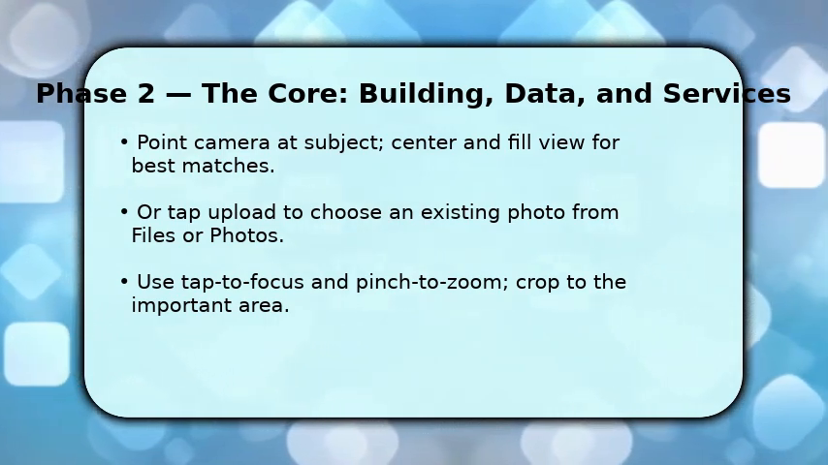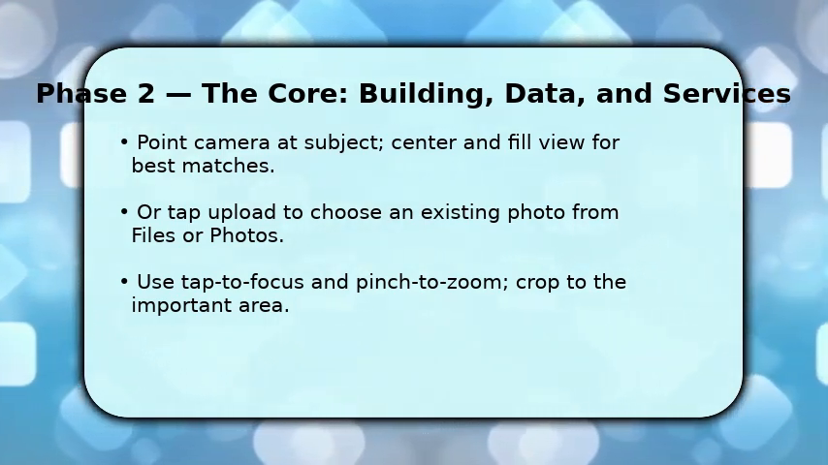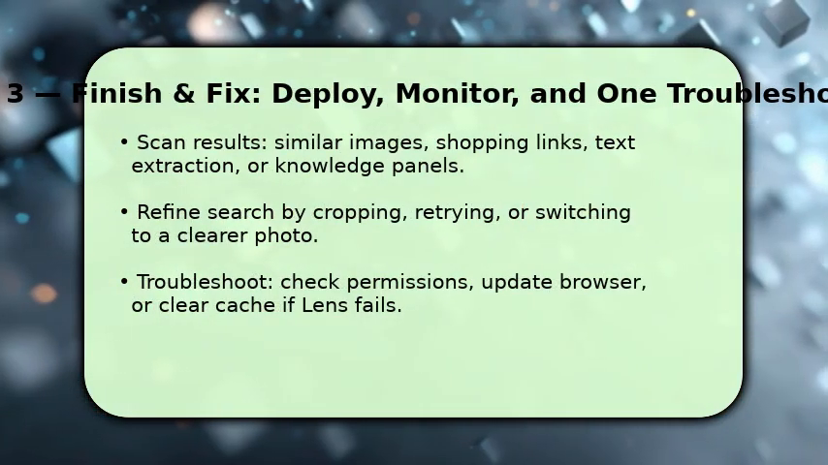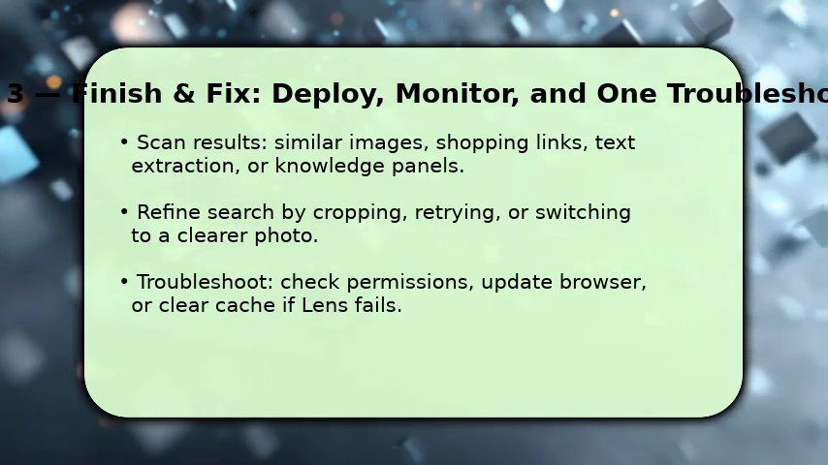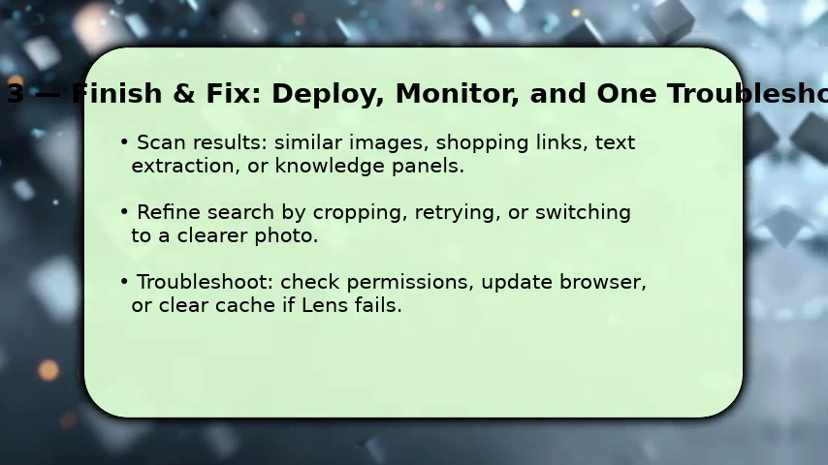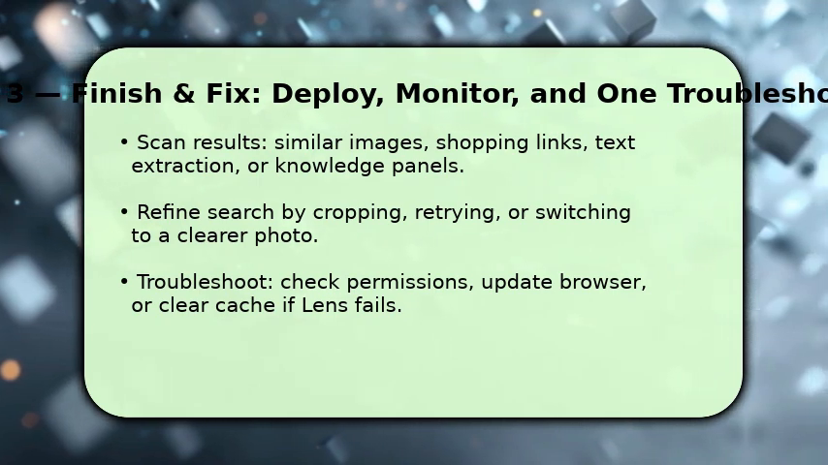You'll review results that include similar images, shopping links, extracted text, or contextual knowledge. Tap any result to explore details. If matches are vague, refine by cropping tighter or trying a different angle because more distinctive features help.